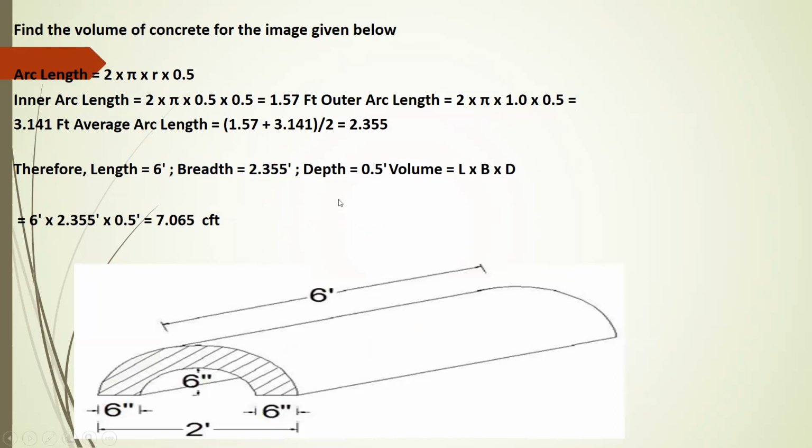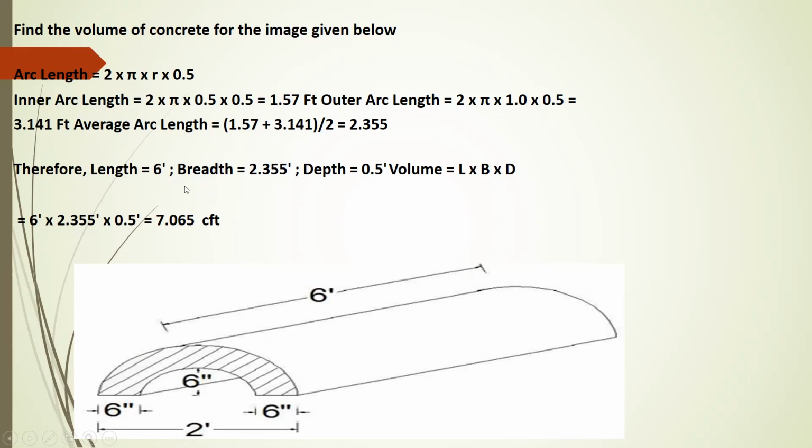Now let us find the volume for the semi-pergola. Arc length: this is 6 inches thickness. The total outer length will be 2 feet. The total length will be 6 feet. Arc length is 2 into pi into r into 0.5, where 0.5 is the thickness. Inner arc length will be 2 into pi into 0.5 into 0.5, that is 1.57 feet. Outer arc length will be 2 into pi into 1 into 0.5, which is 3.141. Average arc length will be 1.57 plus 3.141 divided by 2, which is 2.355.